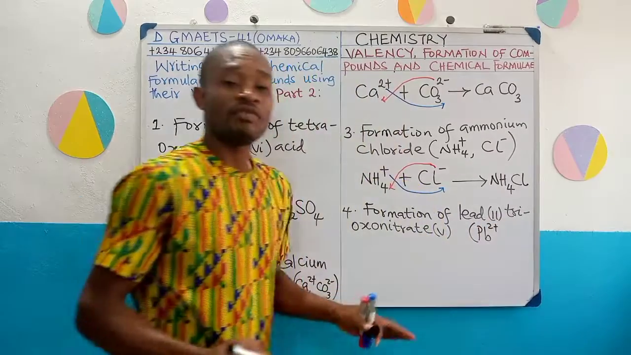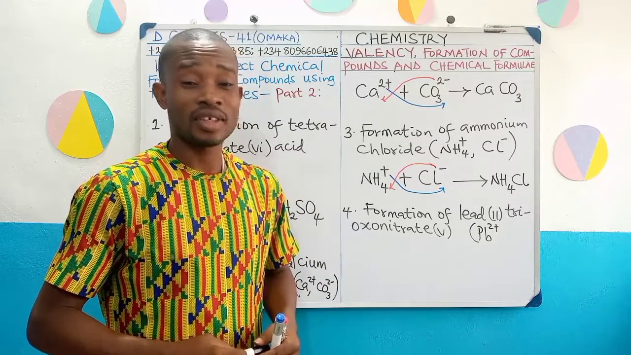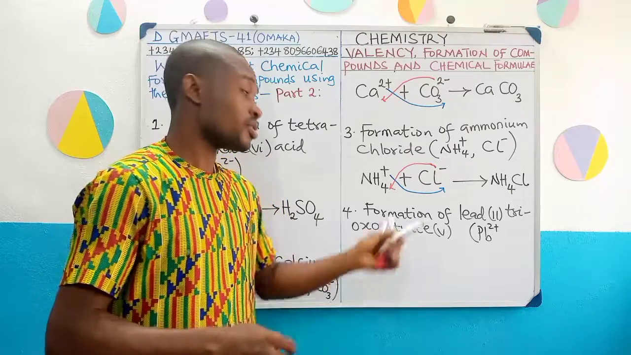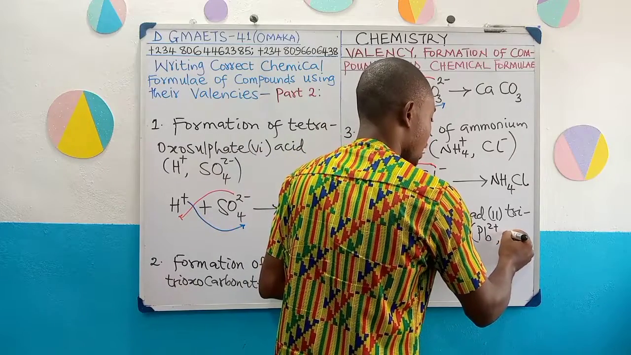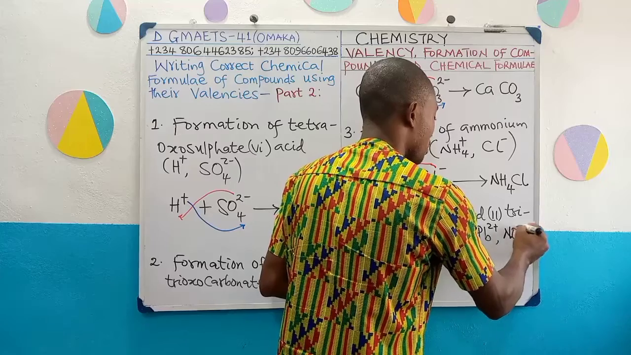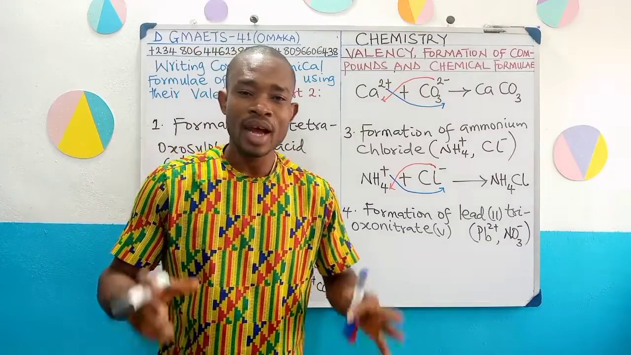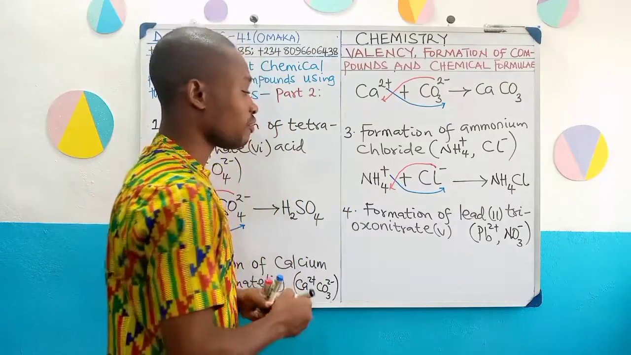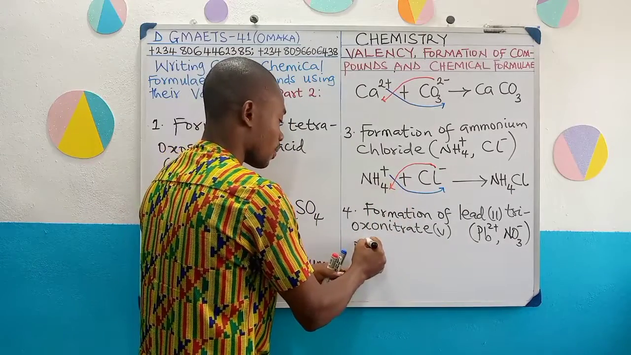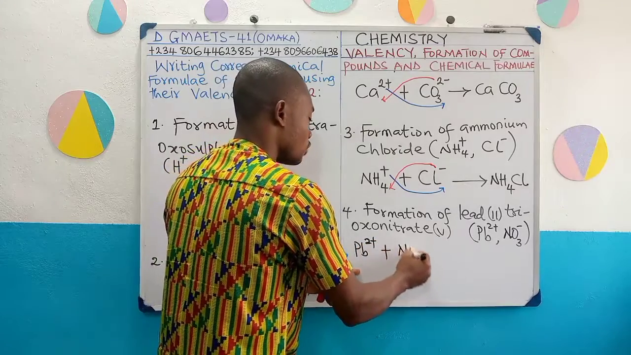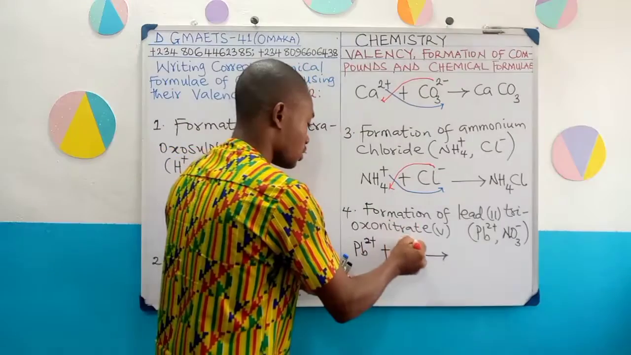The valency of lead is 2 plus in most cases. It could also be 4, but in most cases it's 2. In this case it is 2. So we have Pb 2 plus, and then the radical there is NO3 minus. That's the radical. So let us see how the combination leads to the formation of the compound and get to know the correct chemical formula of lead 2 trioxonitrate 5. So we go. Pb2 plus is going to combine with NO3 minus. Let us see what happens when they interchange their valencies.